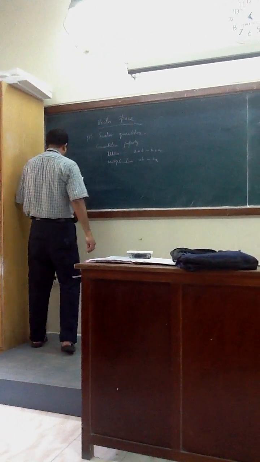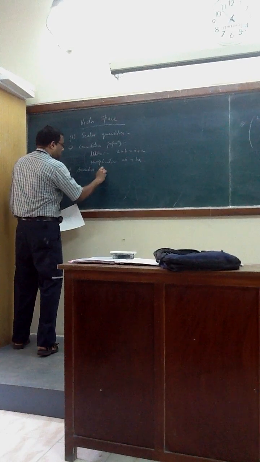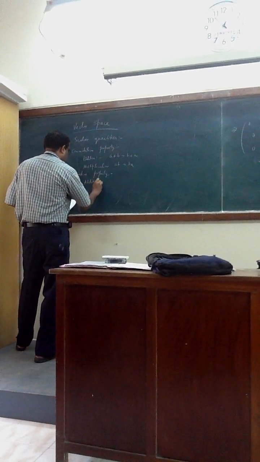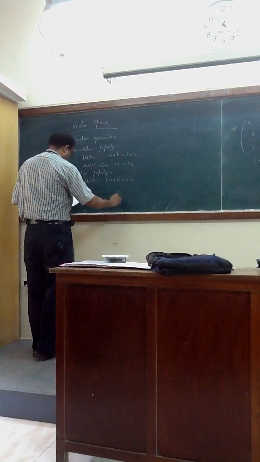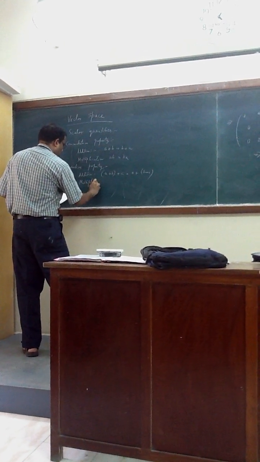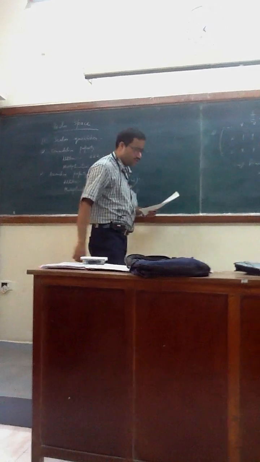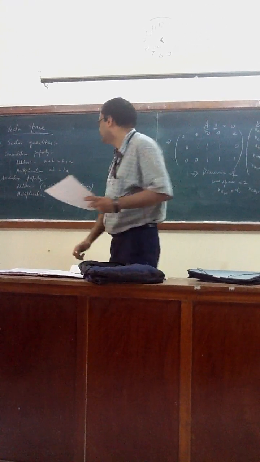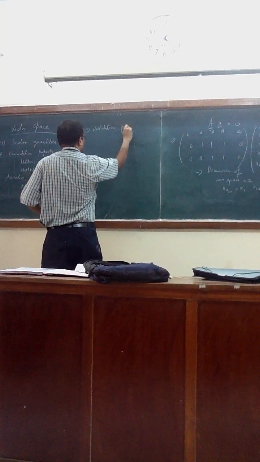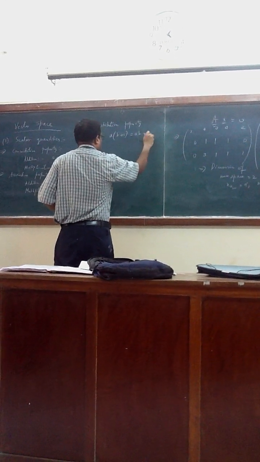Second is the associative property. For addition, a plus b plus c is a plus b plus c, grouped either way. For multiplication, abc equals a into bc. We have the distributive property, which is a into b plus c equals ab plus ac.